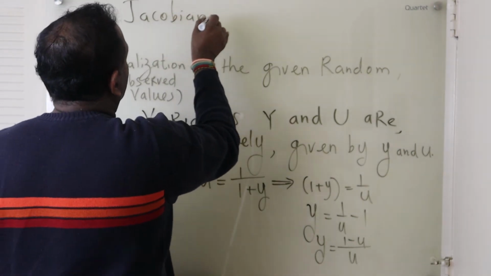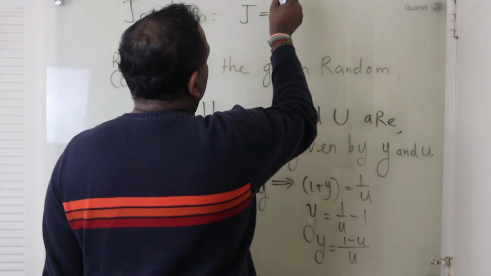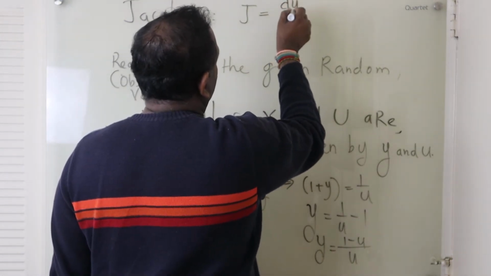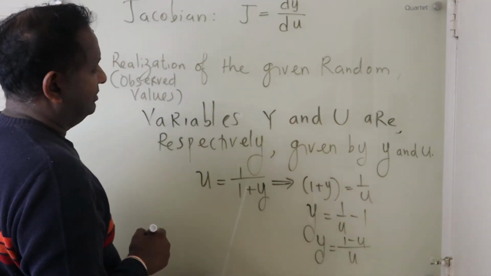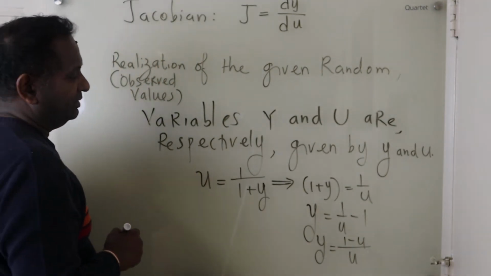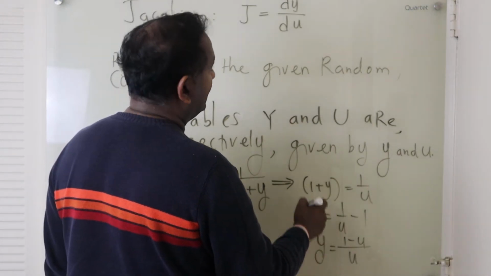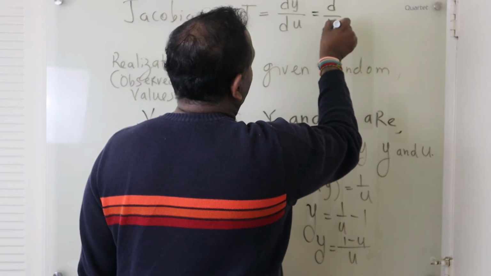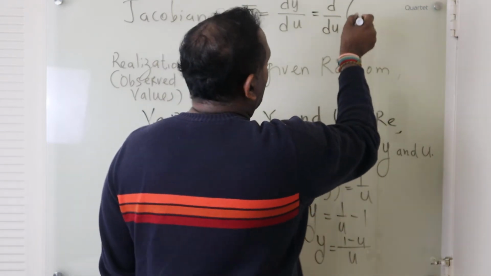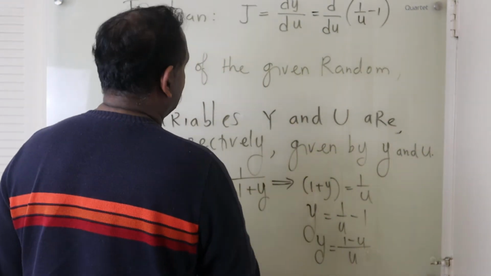The Jacobian, denoted by J, is nothing but the derivative of the old variable with respect to the new one. Old one with respect to the new one. If you use this, it's going to be far easier. That means I'm interested in taking the derivative of 1 over u minus 1 with respect to u.